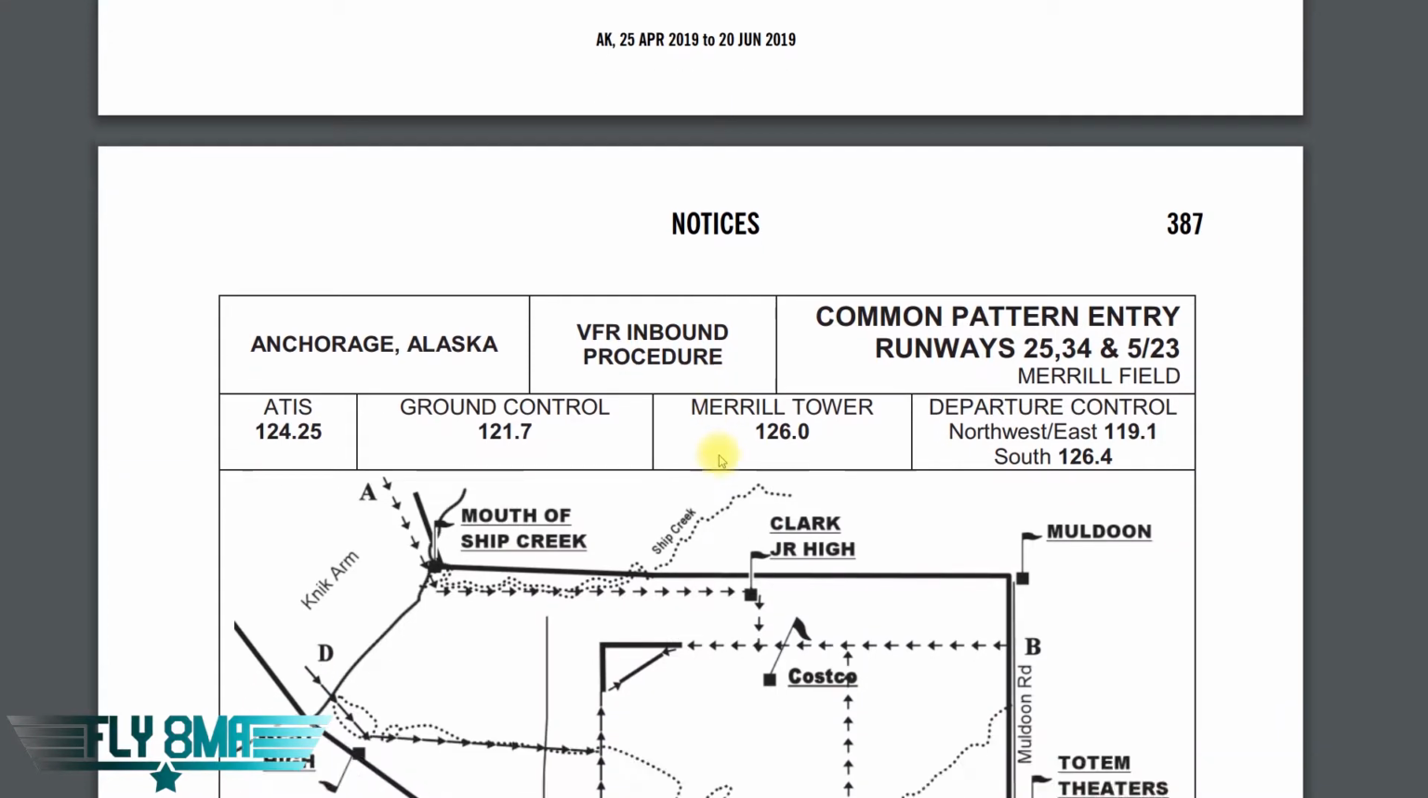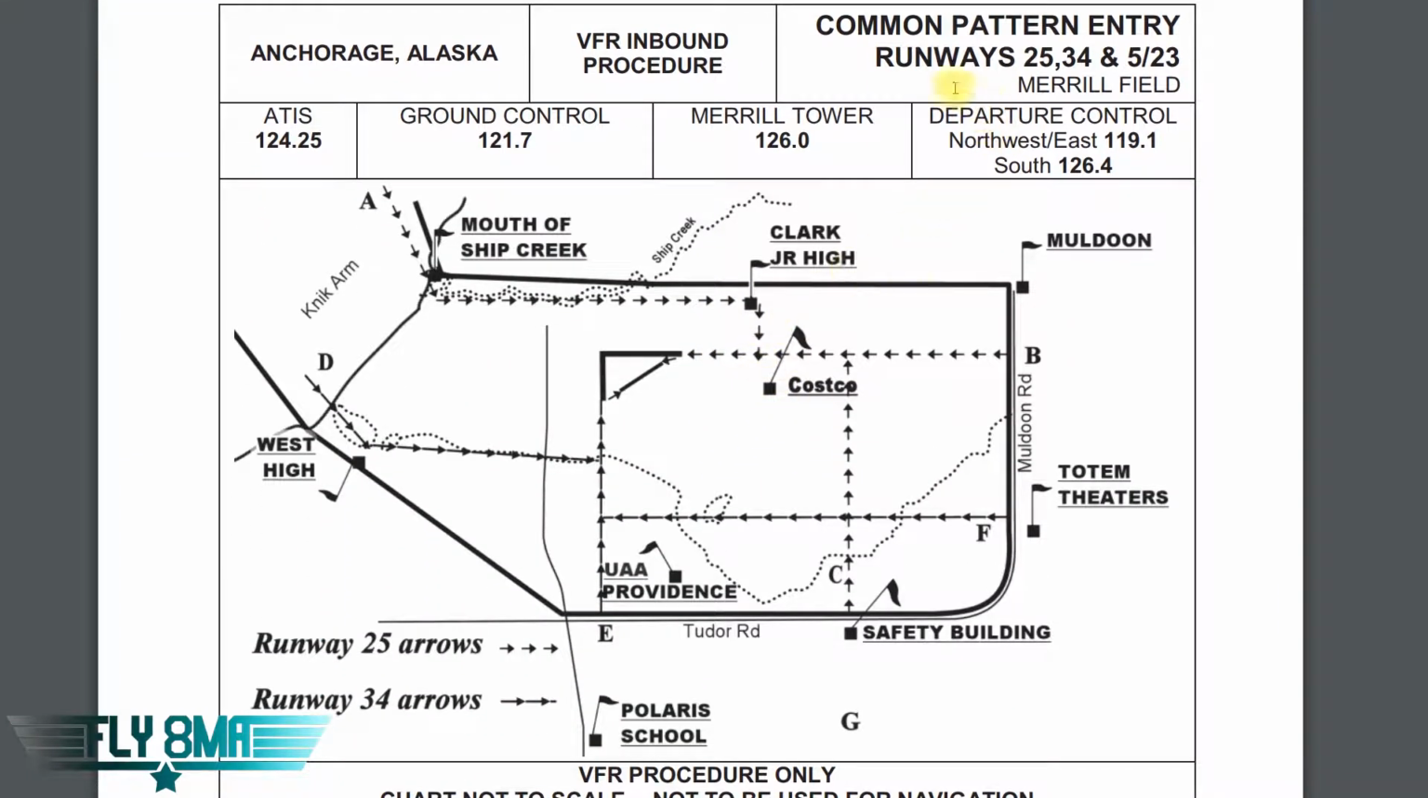Next, come on down here, and we have the common pattern entries for runways 25, 34, and 7, 16. Now know that at Merrill, they really like to use runway 25. That is their main runway, and the wind typically favors that. Even when it's a slight tailwind, they'll still try to keep using that unless you say otherwise as the pilot. Now you can see here for pattern entries when you're coming across the Knik Arm, if you're going to be using runway 25, they like to use right traffic.